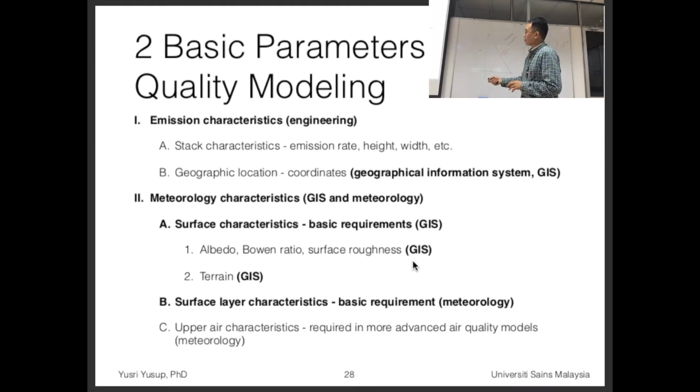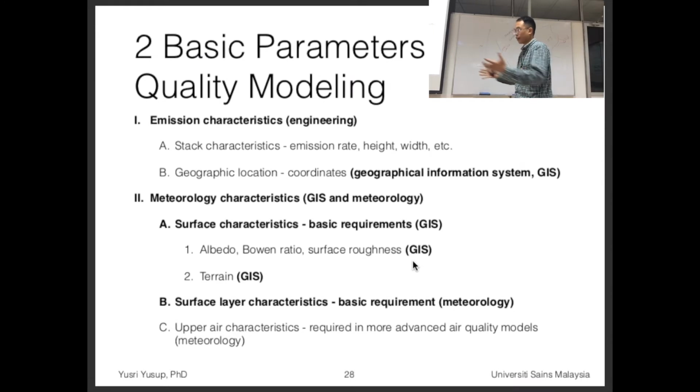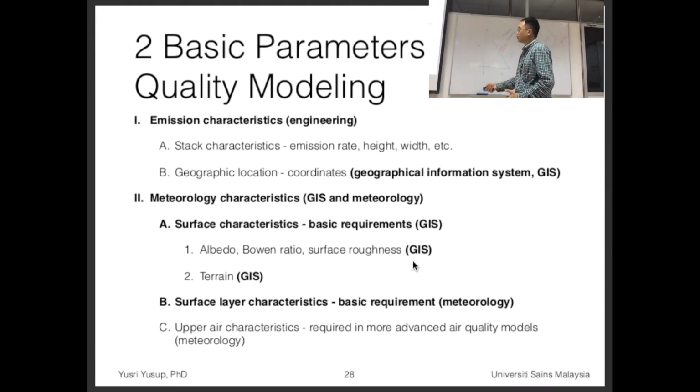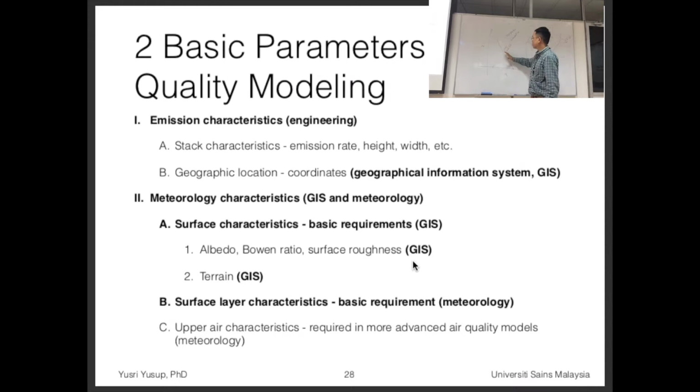Then there's the meteorological characteristics, which involves both GIS and meteorology. GIS is the surface characteristic part. We need to know what is the characteristic of the surface over which the plume travels. So the characteristics of the surface include the albedo, Bowen ratio, and surface roughness, because these three parameters also affect the temperature profile. I think you've heard of albedo.